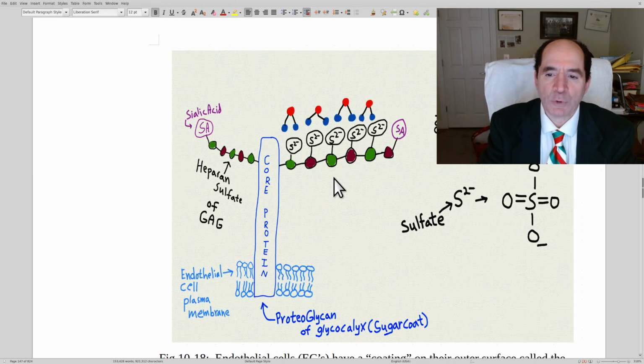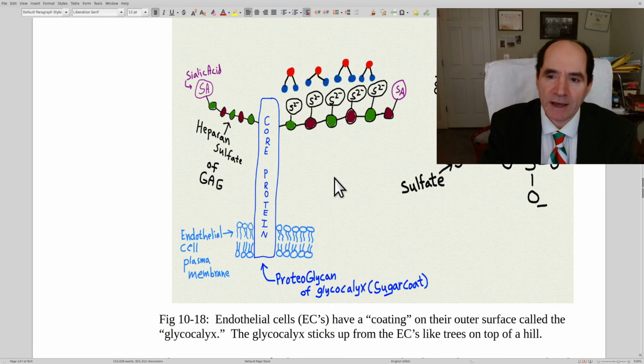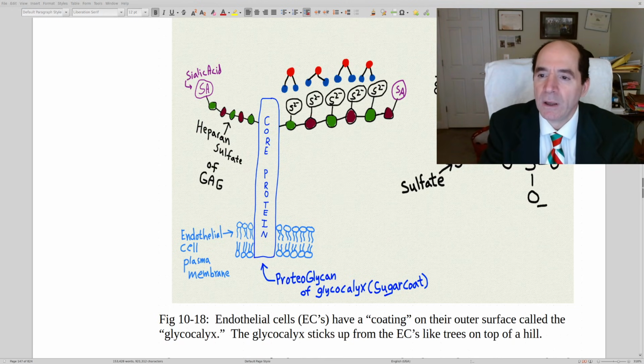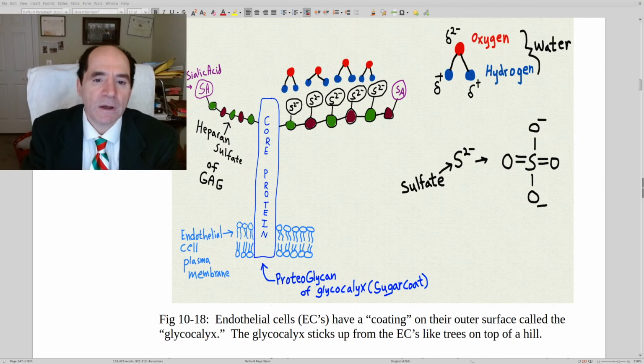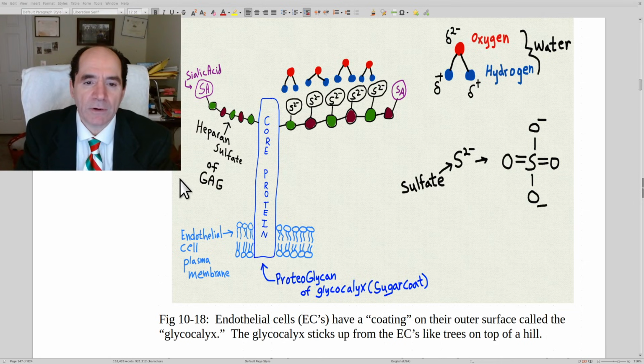Because some people try to say, oh, is it estrogen that makes them live longer? No, it's not the estrogen. It's the menstruation. Okay, here is a picture of an endothelial cell glycocalyx.